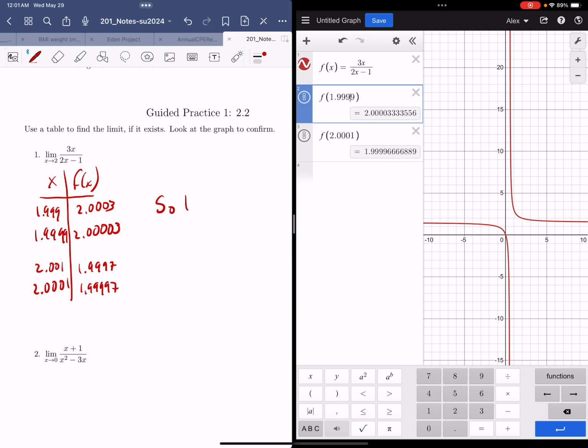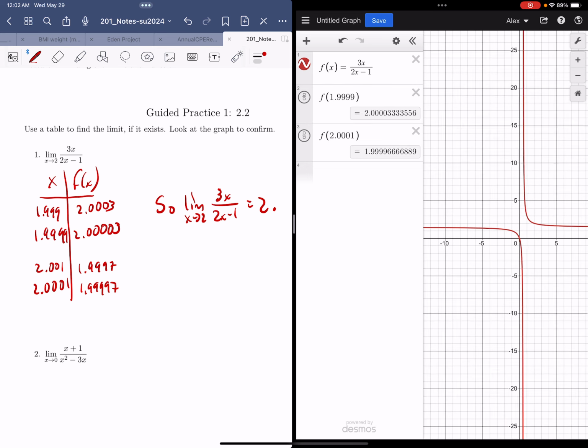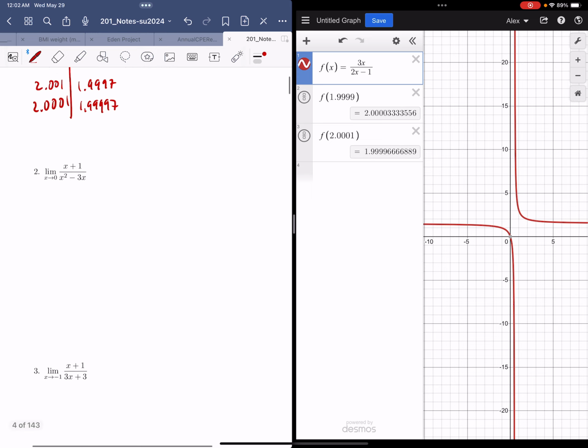So we should say the limit as x approaches 2 of 3x over 2x minus 1 equals 2, just based on the strong evidence. Again, we're not proving anything, but it does look like that, right? Looks like something funky is happening maybe at 1/2, right? Maybe you can see why. But at 2, it looks like things are fine. And again, certainly the graph seems to suggest that we're fine.